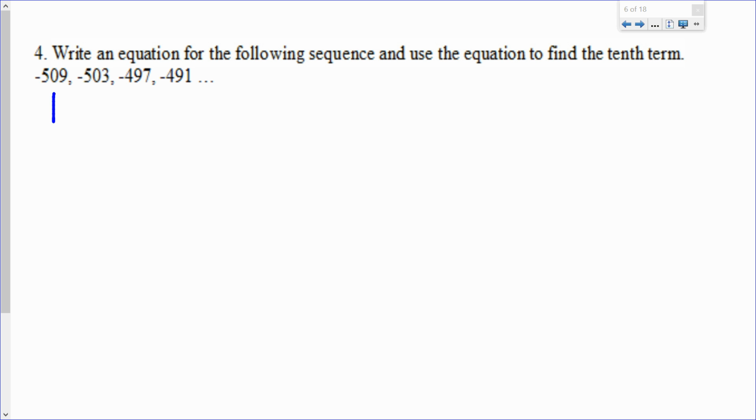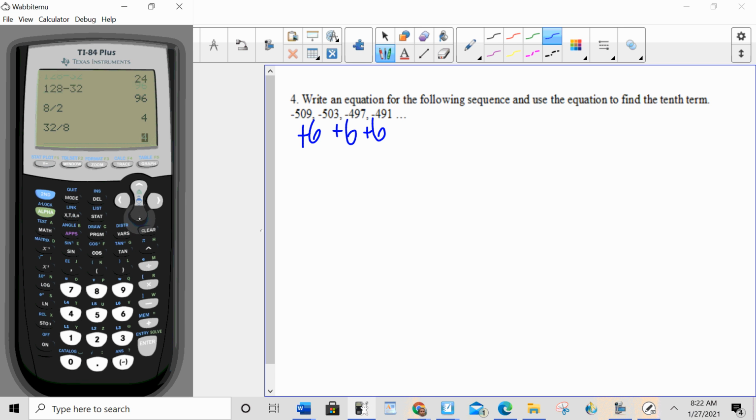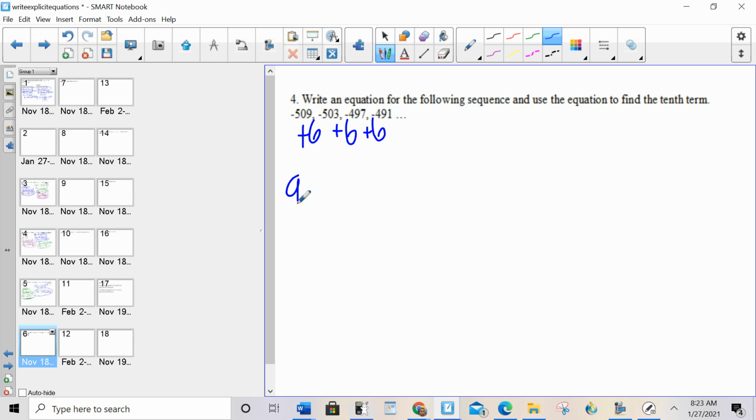The pattern here is plus 6, plus 6, plus 6. If you couldn't do that mentally, I always try arithmetic first. So you would do negative 503 minus negative 509. I would do negative 497 minus negative 503. I would do negative 491 minus negative 497. They all subtract to the same thing. That makes it arithmetic. That makes the common difference 6.